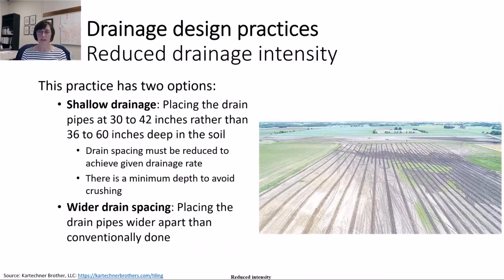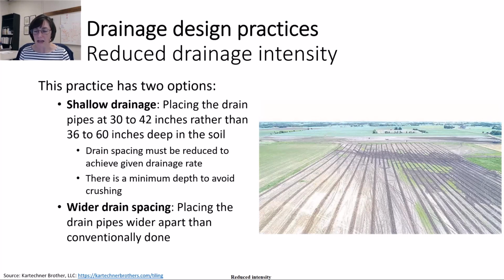The second option for this practice is placing the drain pipes wider apart to reduce drainage flow volume. This picture is pretty washed out, but I like that it shows one field with two different drainage spacings. It looks like they used a given drainage spacing across the entire field, and then on the right side of the field came in and split those centers, or in other words, divided the spacing by 2 by installing an additional drain pipe in the middle.